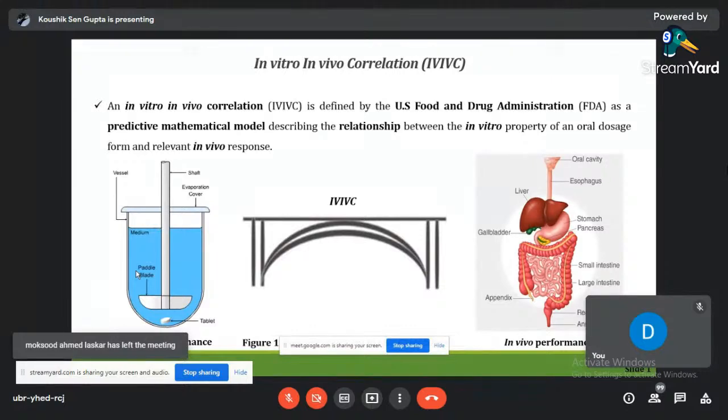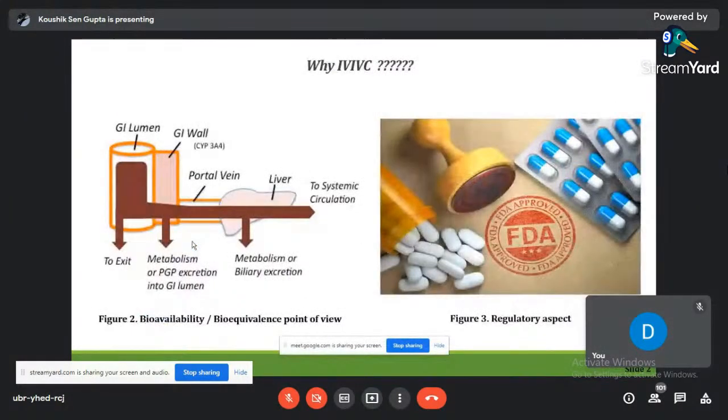Clear? So in vitro and in vivo correlation is nothing but a bridge. We have to correlate the in vitro data with the in vivo performance of the drug. Understood? Okay.